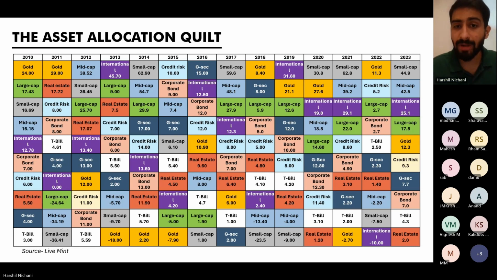Then your small and mid caps have been extremely volatile, right? You look at a couple of years, small caps and mid caps have been on top. You look at the other years, small and mid caps have not been on top. 18 and 19, again, you had bad years on small and mid caps, right? But it has been extremely, extremely volatile.